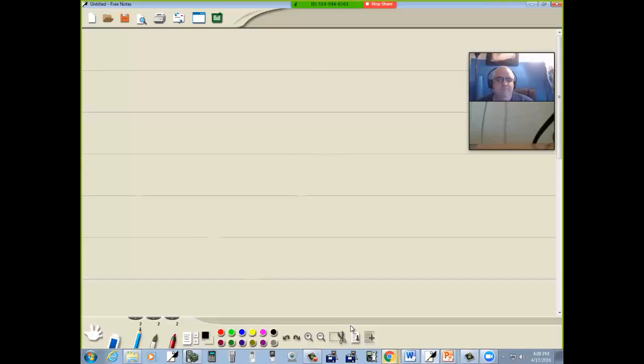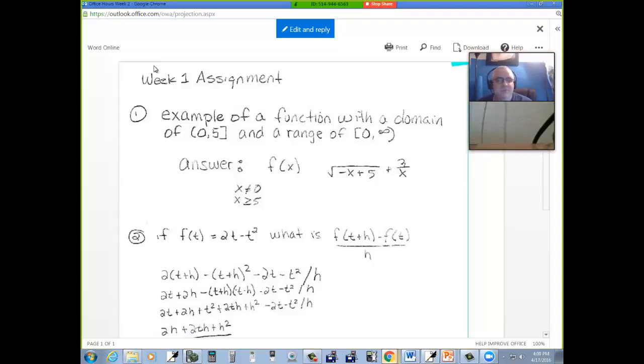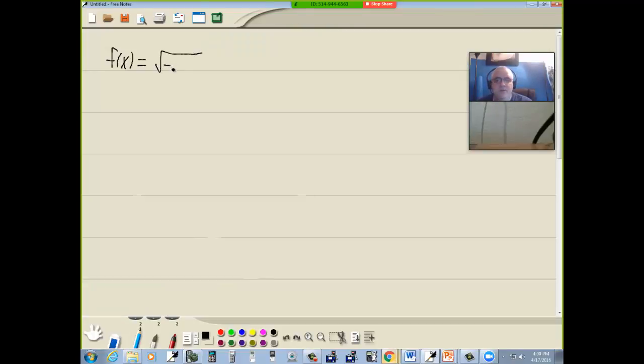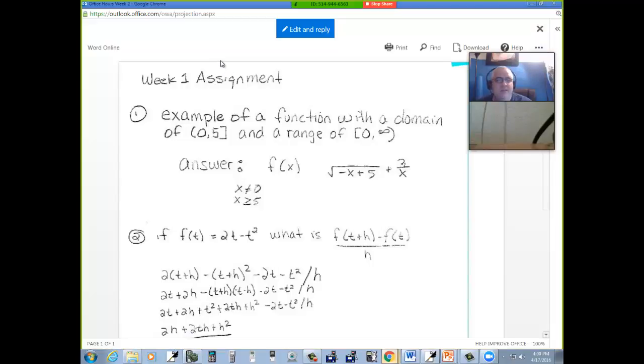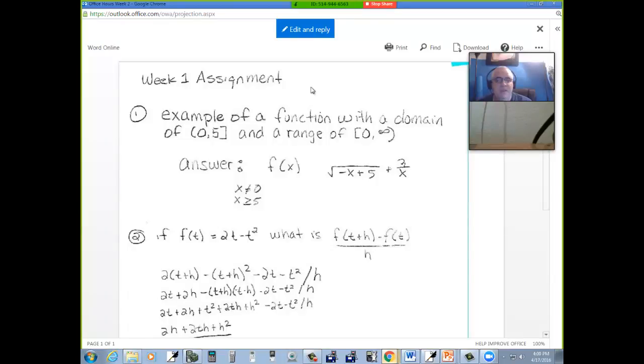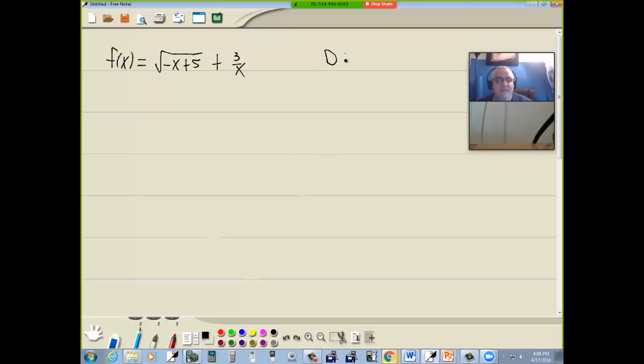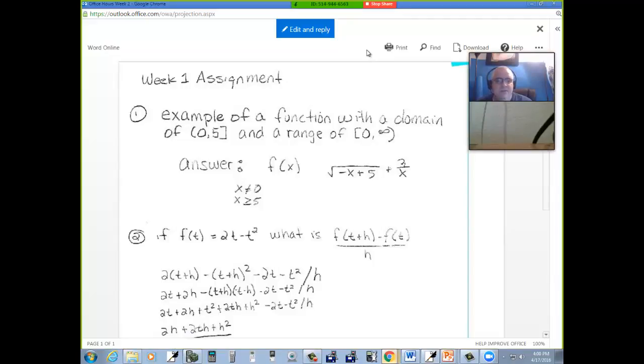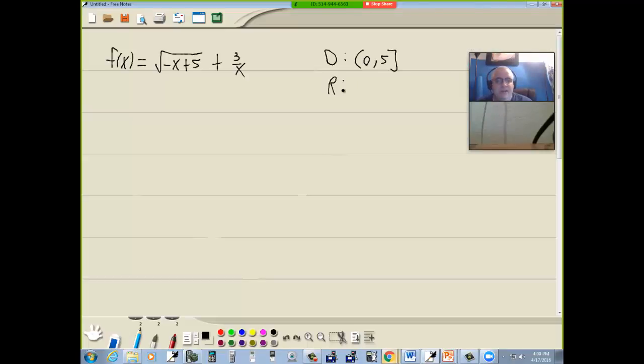Now on this, if you had come up with f of x is equal to the square root of negative x plus 5, plus 3 over x, and the domain has to be from 0 to 5, not including 0, and the range has to be between 0 and infinity.